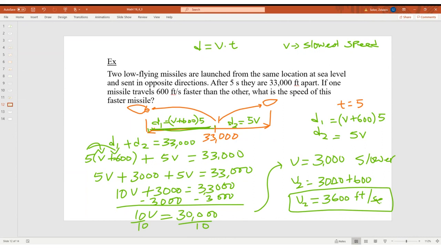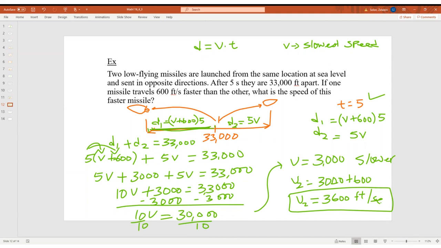So what is given is distance 1 plus distance 2, because they're separated by 33,000. It is like the general equation. So you have to figure out what is distance 1, what is distance 2. So distance 1 is the speed of the fastest, which is the speed of the slowest missile plus 600, times 5, because the time 5 is given. For both of them, the time is 5. They were fired at the same time from the same location. They were launched from the same location.